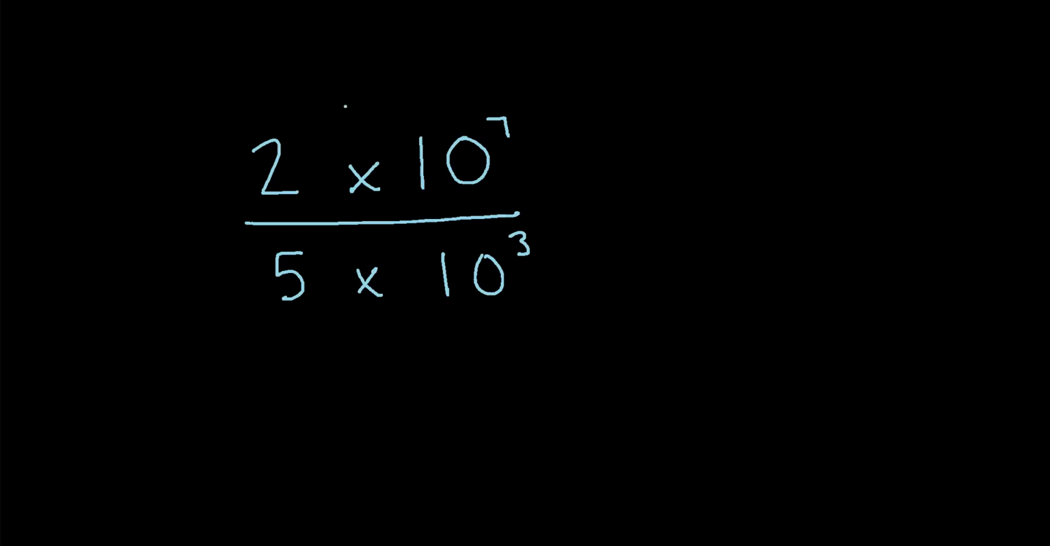All right, let's try one more example. We have 2 times 10 to the 7th divided by 5 times 10 to the 3rd. So to perform this division, we'll take the coefficient in the numerator, the 2, and we'll divide it by the coefficient in the denominator, this 5. And then we'll take the base 10 number in the numerator and we'll divide it by the base 10 number in the denominator. So we get 2 divided by 5.